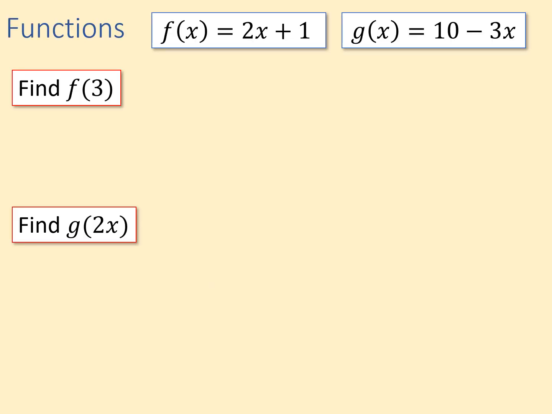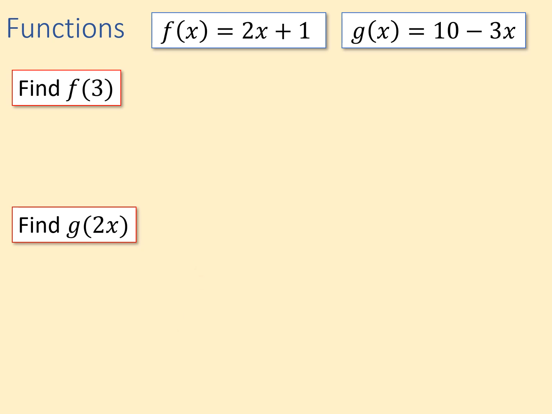So we've got two functions here. At the top, we've got the f of x. Well, that f makes sense, f for function. And the f of x is just 2x plus 1. So it takes an x value, doubles it, and then adds 1 to it. We've then got a second function, the g of x. Well, we've already used f, so we have to use g. And this one takes an input, multiplies it by 3, and takes that amount away from 10.